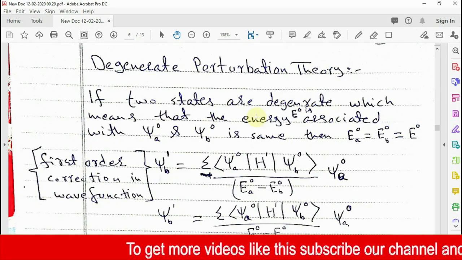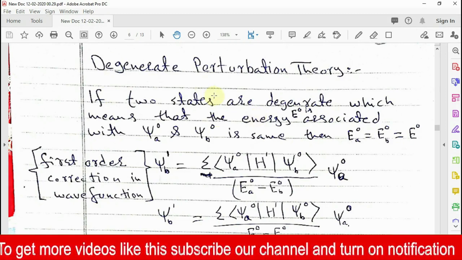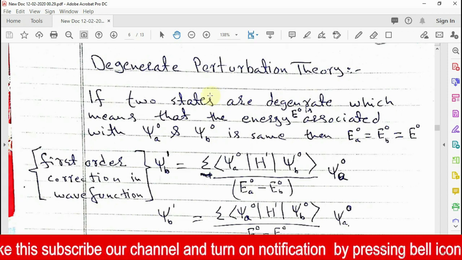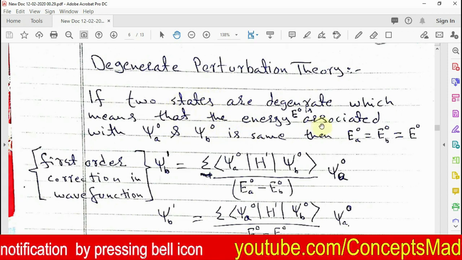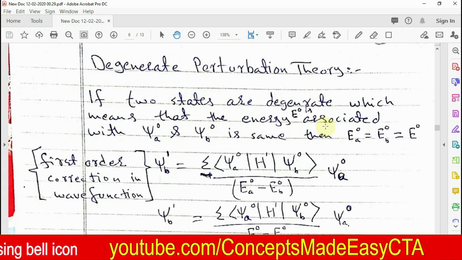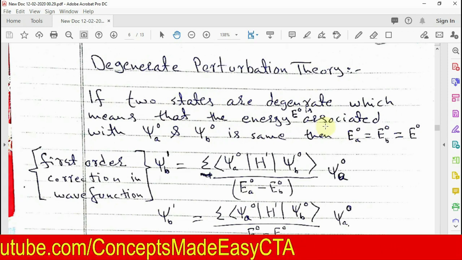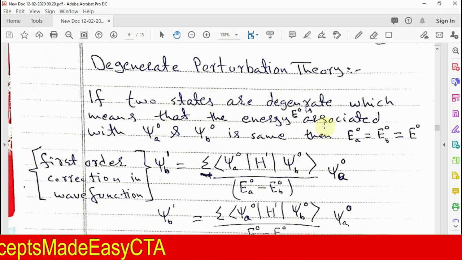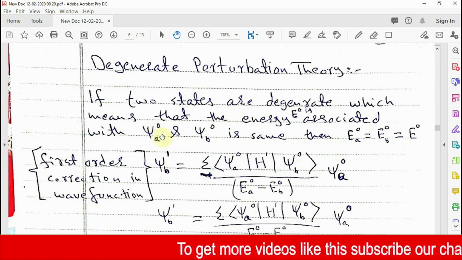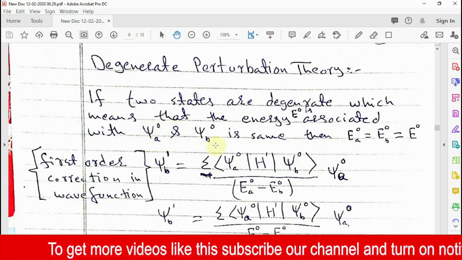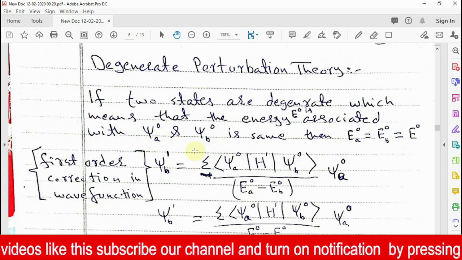Today we are going to talk about degenerate perturbation theory. If two states are degenerate, it means that the energies associated with psi A naught and psi B naught are the same. Then E_A naught is equal to E_B naught, equal to E naught. So in case of degeneracy, the energy associated with these states psi A and psi B will be the same.